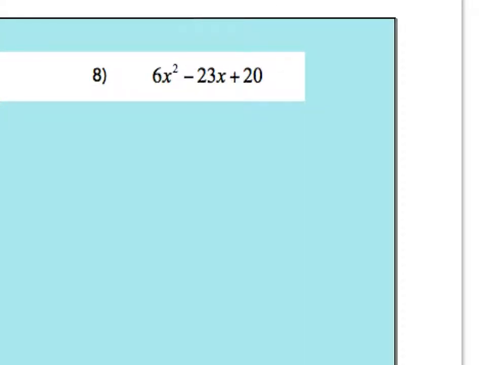So here, number 8, sure, why not? Let's see if that works. Yeah, that one doesn't show up very well. Let's not do that one. All right, let's go with this one. 6 times 20 is going to be 120, but gives me negative 23.